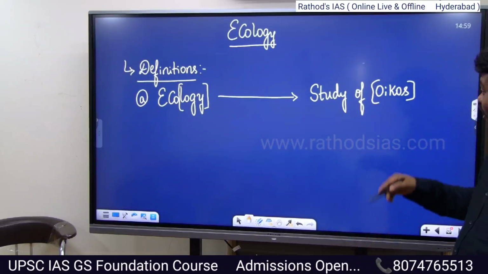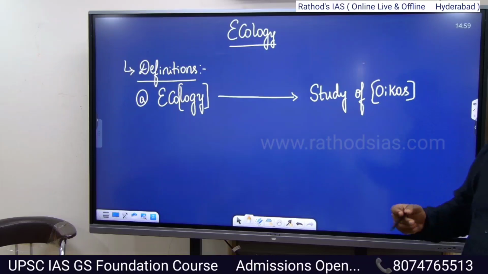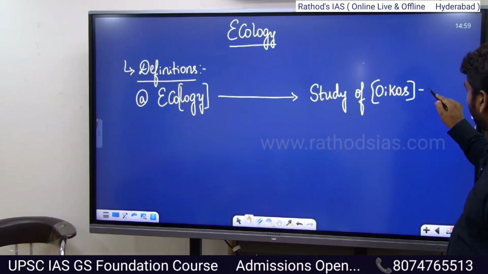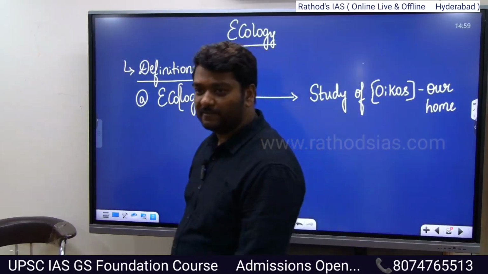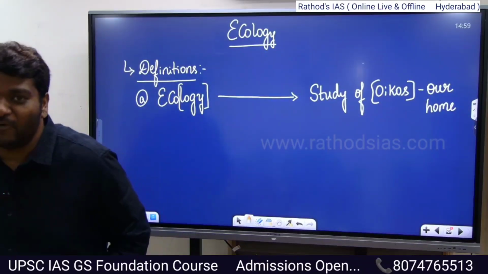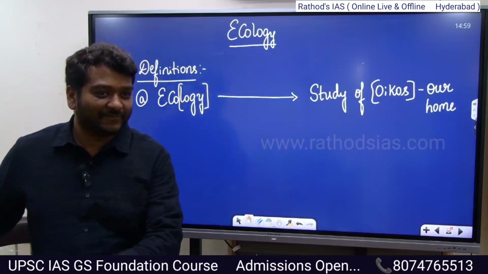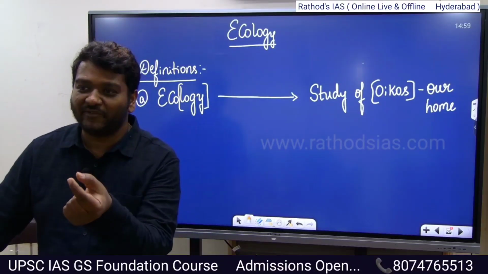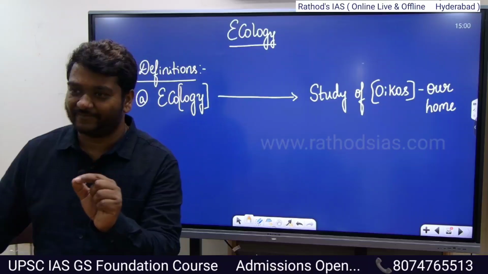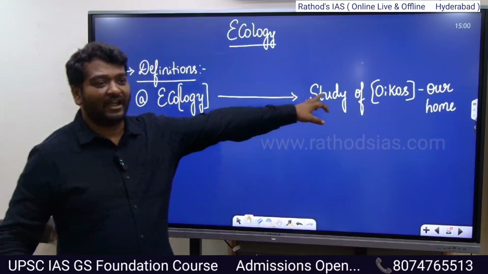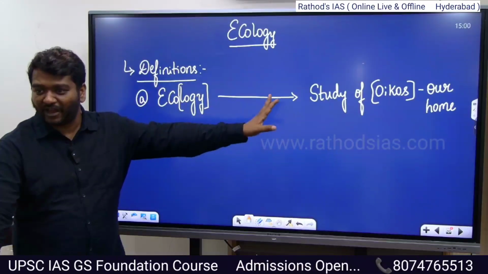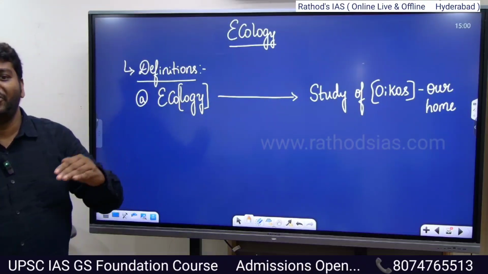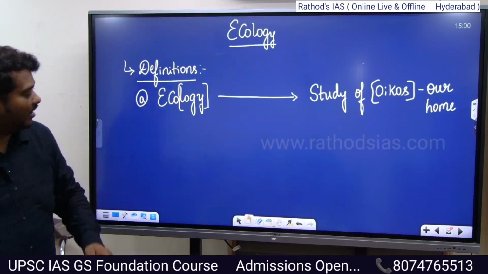Eco comes from oikos. Oikos basically means our home. Study of our home. What is our home? In the 6th standard NCERT book, if you take, our environment will be there. That is about our environment. We are trying to study about our home or our environment. Whose environment? Human environment.